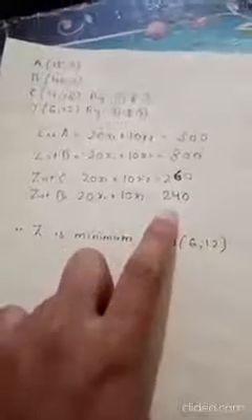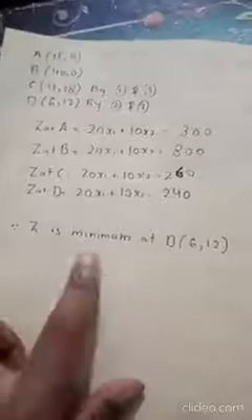Now to find the minimum or maximum, in the question z is given as minimum z, so I have to find the minimum. Putting point A in 20x1 plus 10x2, I got 300. Putting point B, I got 800. Putting point C, I got 260. And putting point D, I got 240. As z has to be minimum, the minimum value is 240. That is minimum at point D, 6 comma 12, which is equal to 240, and that's my answer.